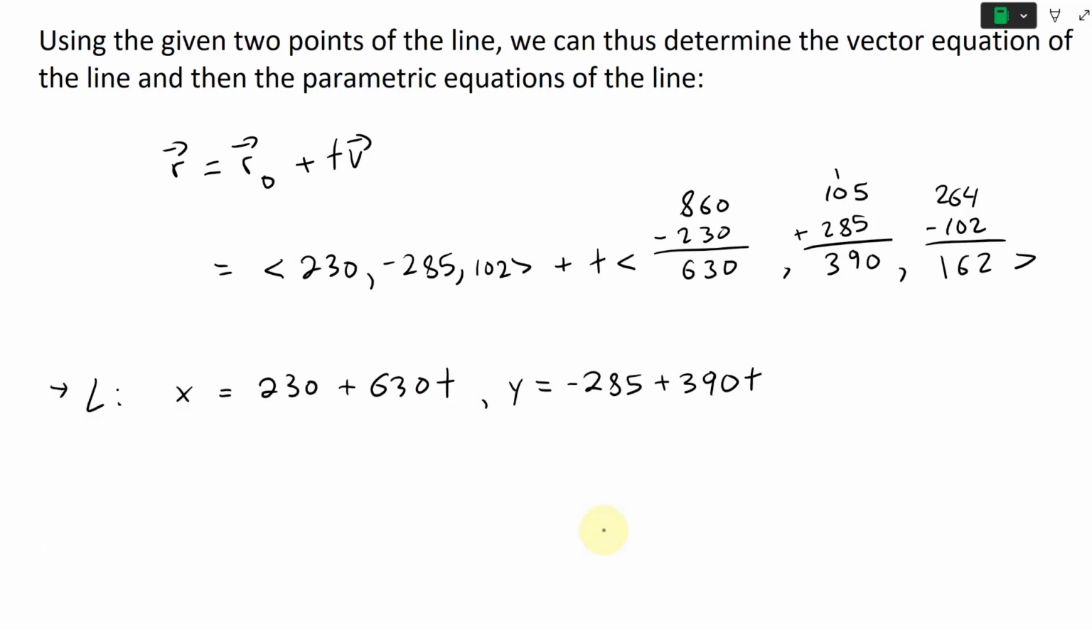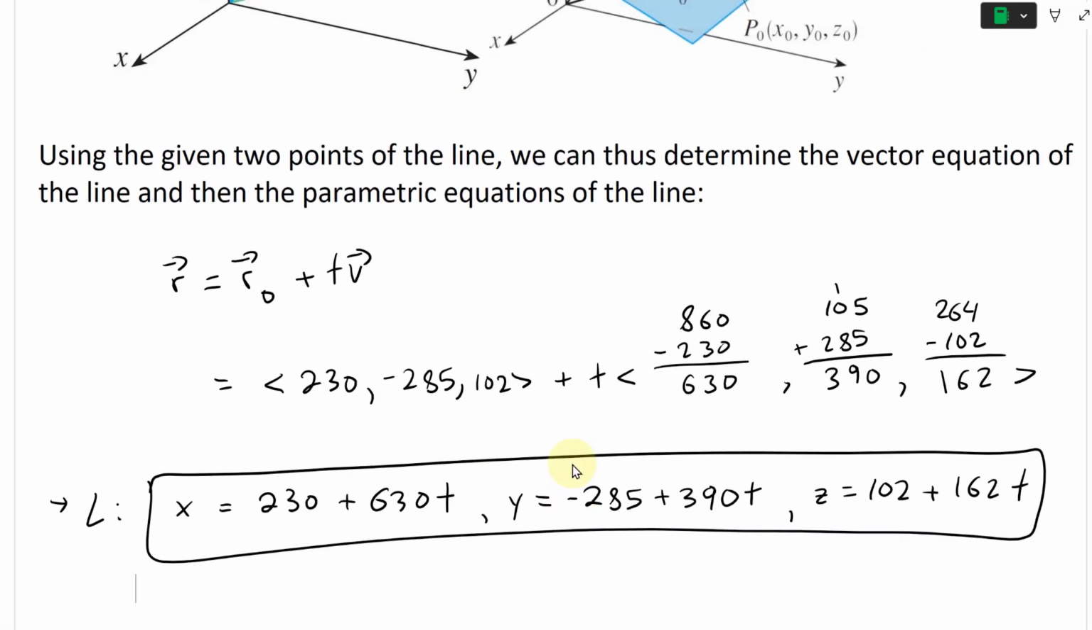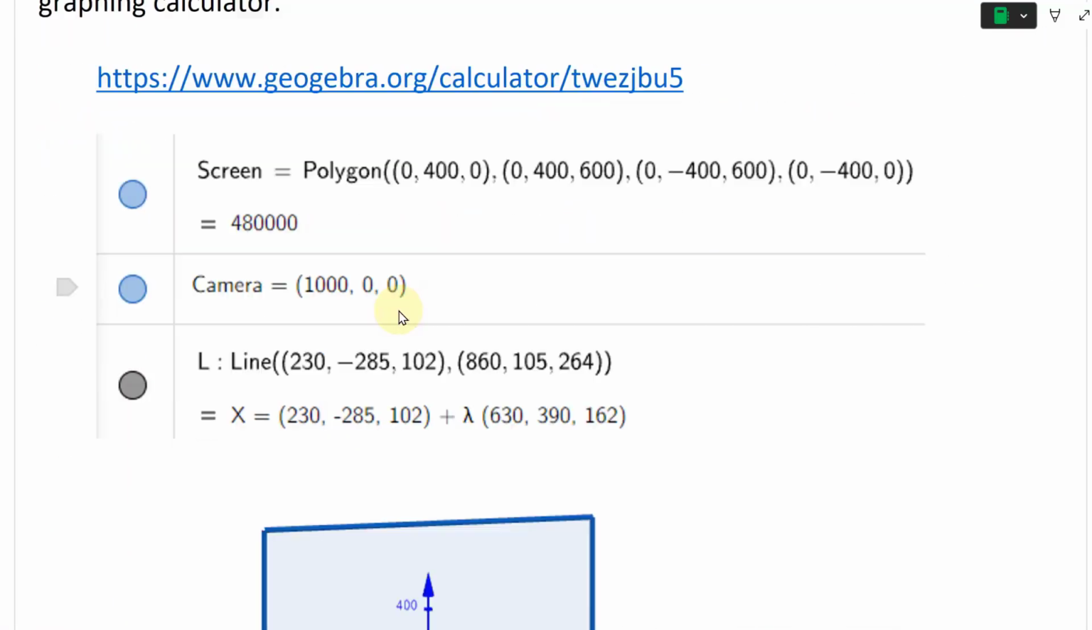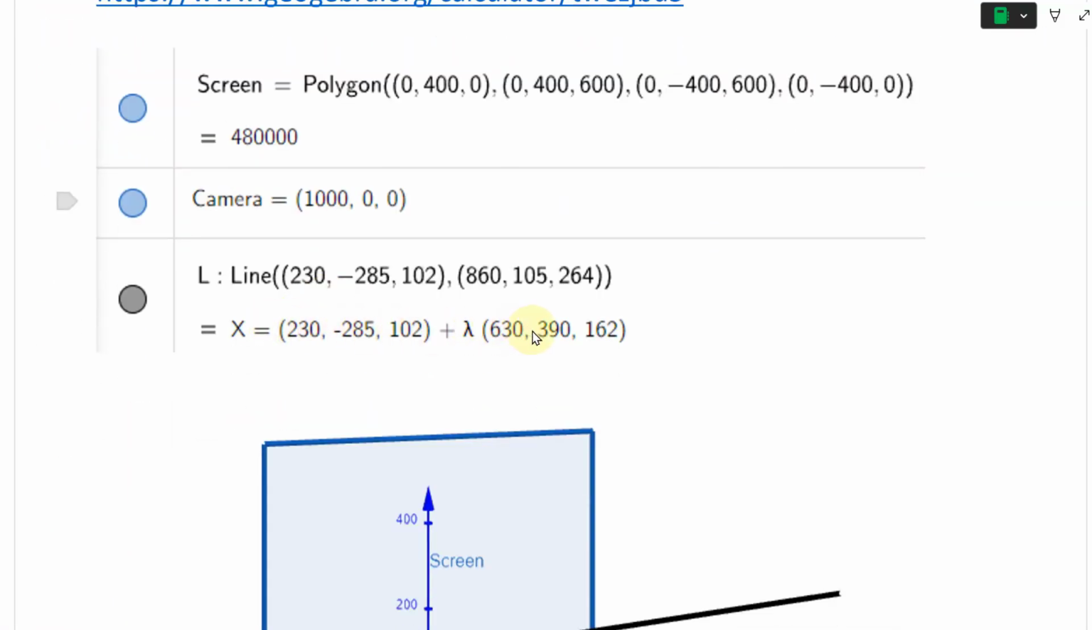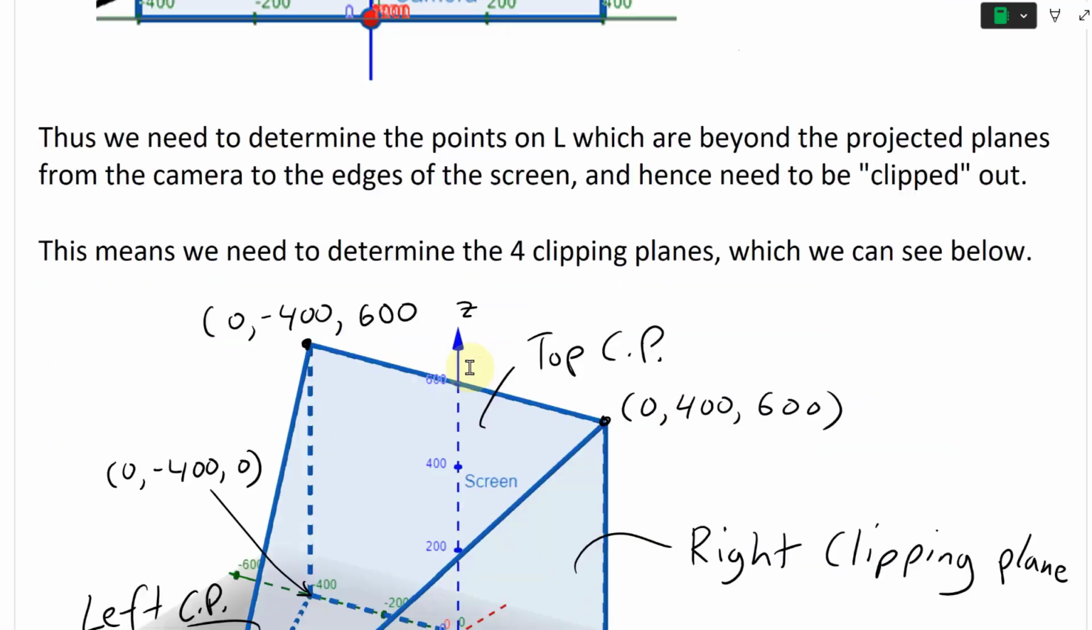Let's shift it all over to the left here. I'll put a comma, I like putting commas, though my calculus book doesn't. The next one is z equals 102 plus 162t. All right, these are the parametric equations of a line. You can see 230, negative 285, 102, and then 630t, 390, 162, that's exactly what the calculator gave here, except it uses lambda instead of t.